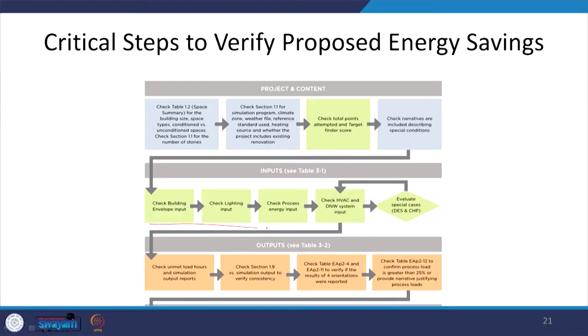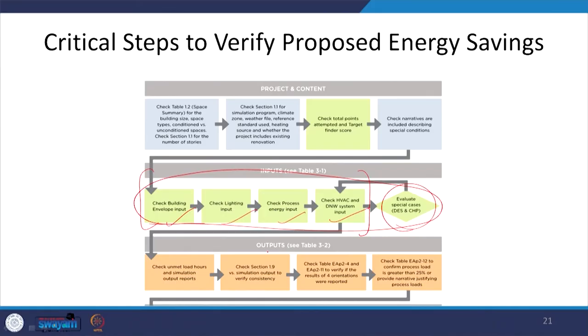Next, we check all the inputs. We have discussed in detail what the different inputs required are, whether it is building envelope or lighting or process energy, HVAC system. All these inputs will be required, and we will evaluate the special cases if there are any. Once the inputs have been sufficiently given, based upon what the proposed building is, and for the base case from the standards, we will then check the outputs. The outputs for unmet hours or simulation output reports, for verifying the consistency from its orientation point of view and its process load point of view.